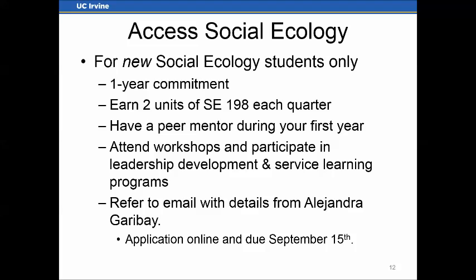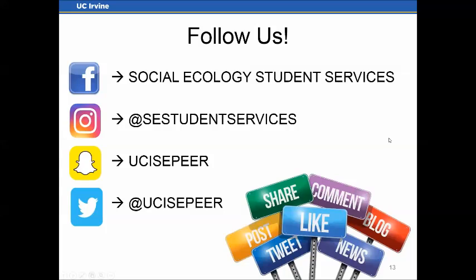If you are interested, there will be an email sent out sometime in September by Alejandra Garibay, because she is the coordinator of this program. Look out for any emails that have anything to do with Access Social Ecology if you're interested in participating. The application is online and due September 15th. If you want to explore more and get more information, you can certainly call the office. We are on a lot of social media. You can follow us on these different platforms if you'd like. Feel free.